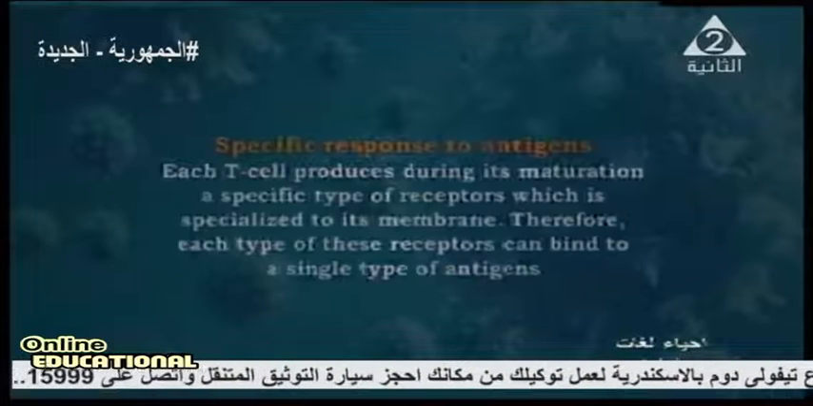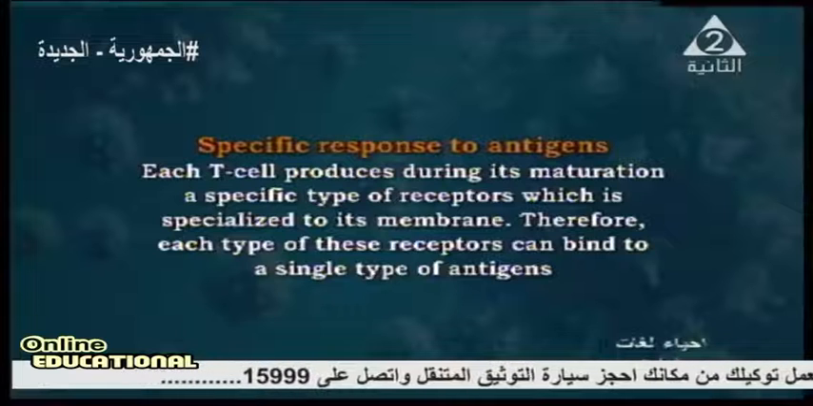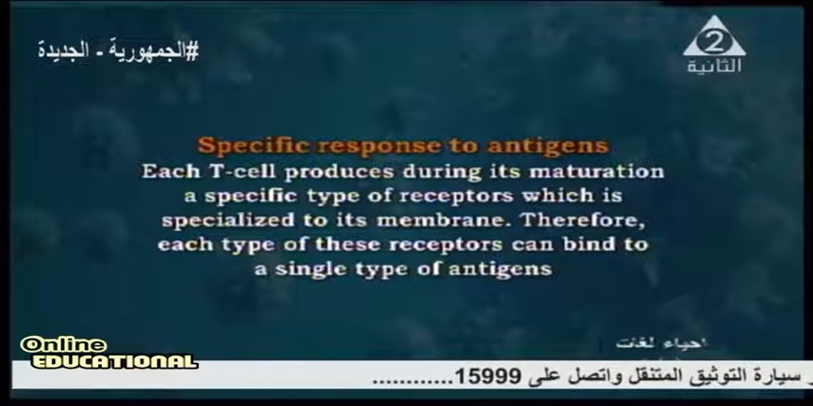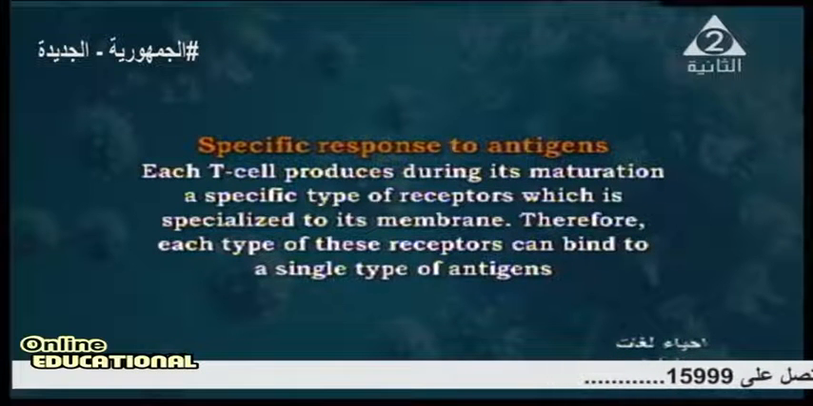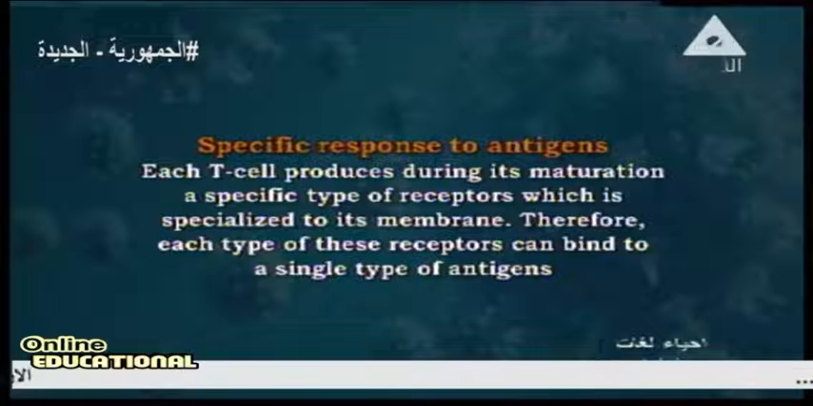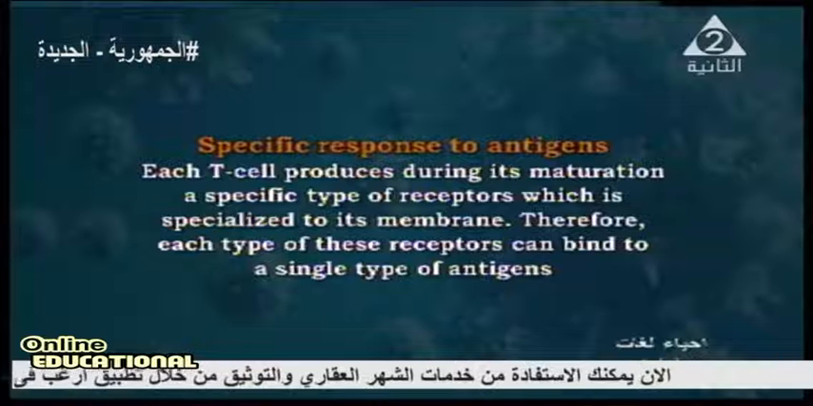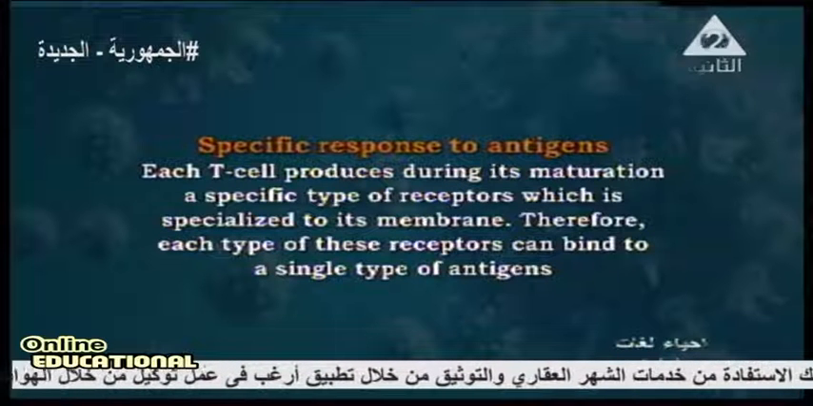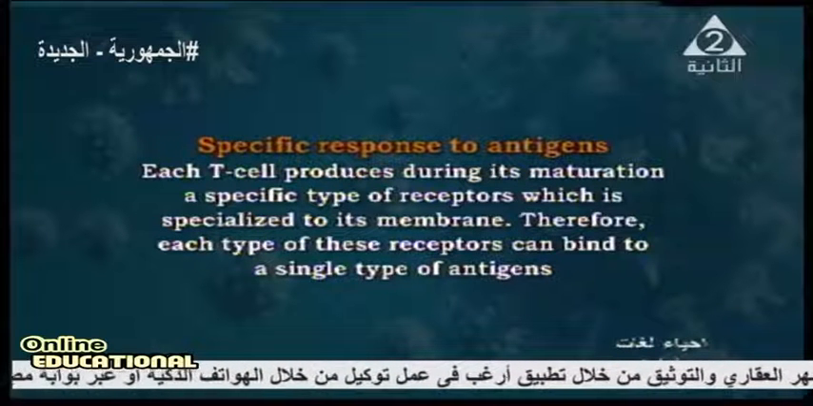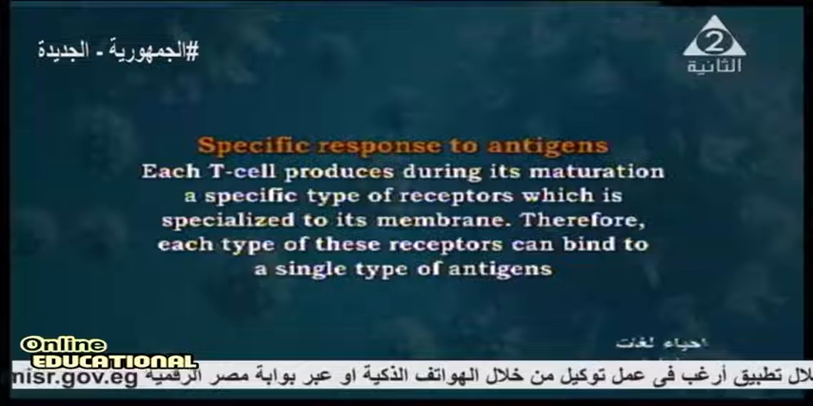What is the specific response to antigen? Each T cell produces during its maturation a specific type of receptor which is specialized to its membrane. Therefore, each type of these receptors can bind to a single type of antigen.